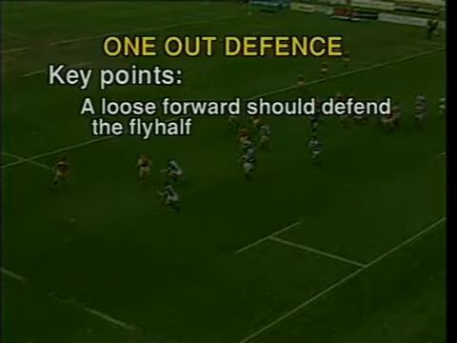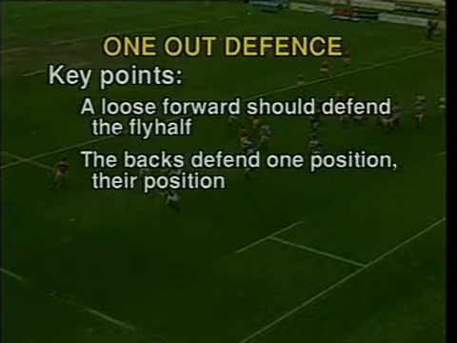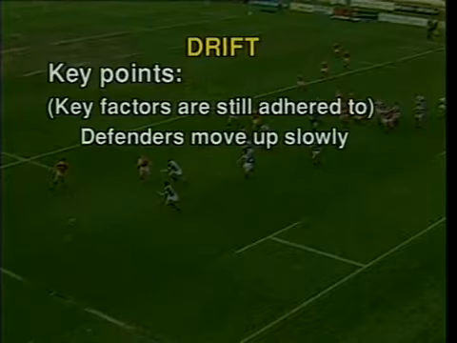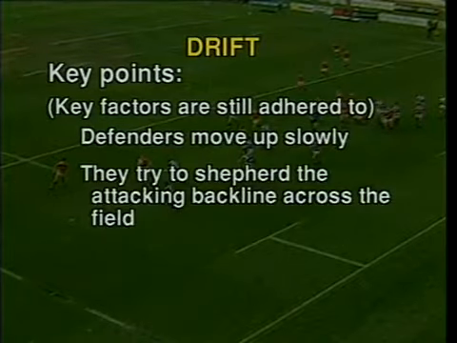A loose forward should defend the first 5. The backs then defend one position out from their normal position. Key factors of backline defence are still adhered to. Defenders move up slowly. They try to shepherd the attacking backline across the field.